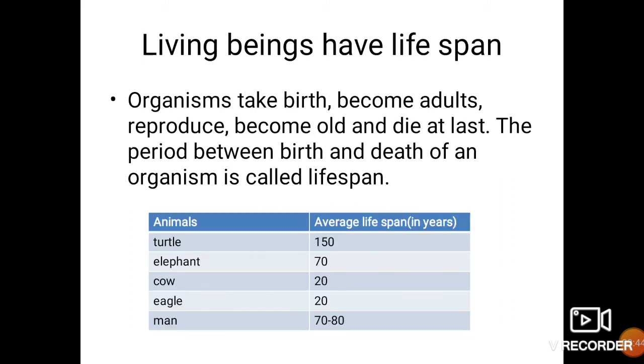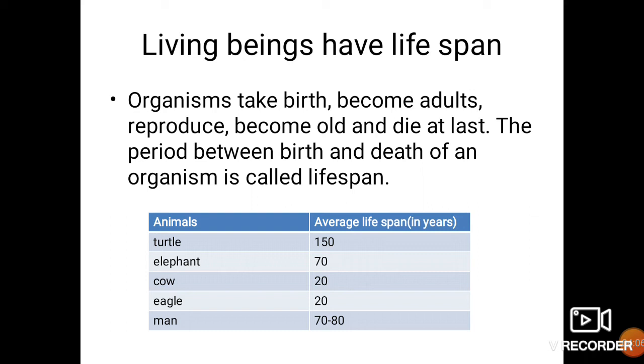The ninth characteristic is living beings have lifespan. Organisms take birth, become adults, reproduce, become old and die at last. The period between the birth and the death of an organism is called lifespan. Different animals have different lifespans.